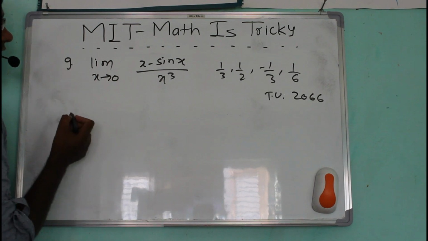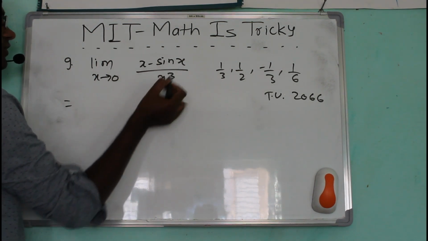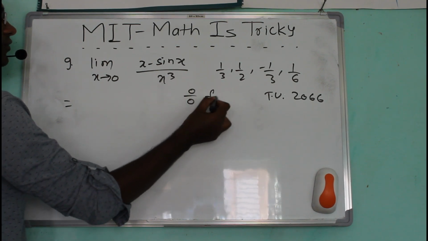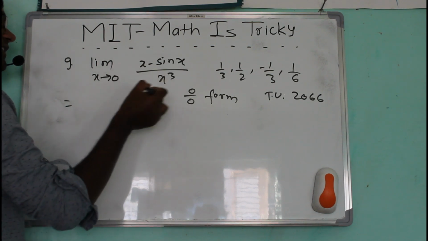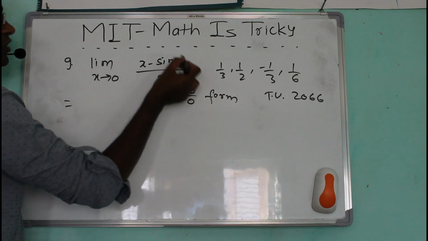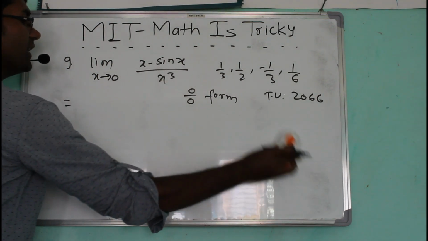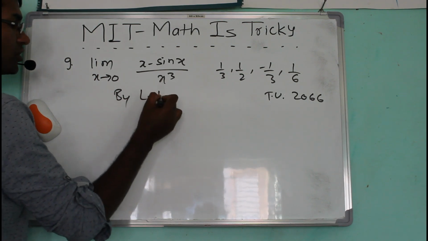What is the correct answer for this? Simply, you can see in this problem, if we put x equals 0, it takes the 0 by 0 form. As I told you, we have already discussed how to solve problems of 0 by 0 form. So simply we can use L'Hospital's rule. So by L'Hospital's rule, what will we get here?